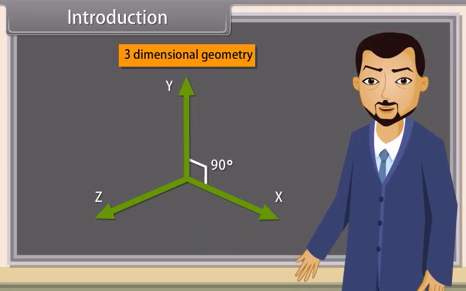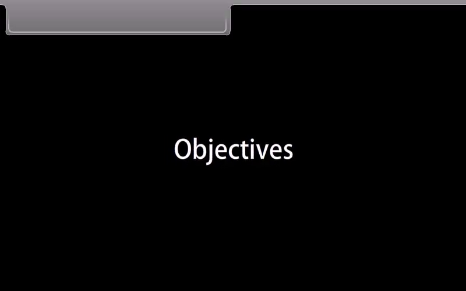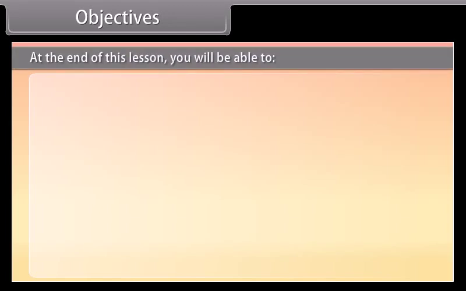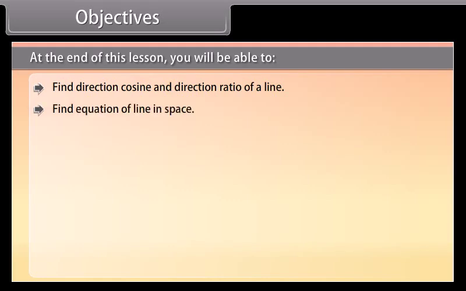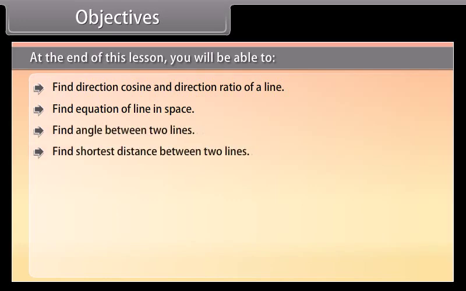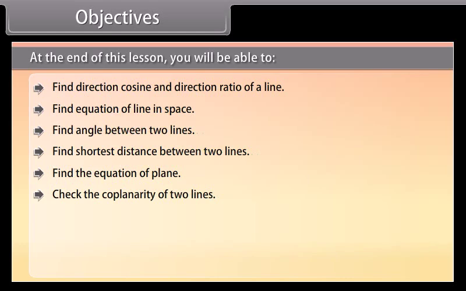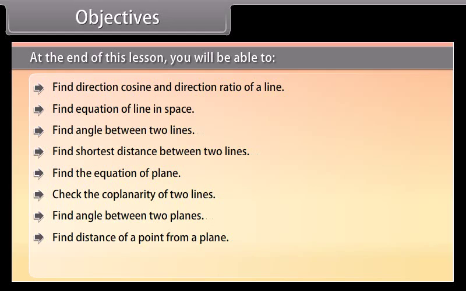In this lesson, you will learn three-dimensional geometry. Objectives. At the end of this lesson, you'll be able to find direction cosine and direction ratio of a line, find equation of line in space, find angle between two lines, find shortest distance between two lines, find the equation of plane, check the coplanarity of two lines, find angle between two planes, find distance of a point from a plane, find angle between a line and a plane.